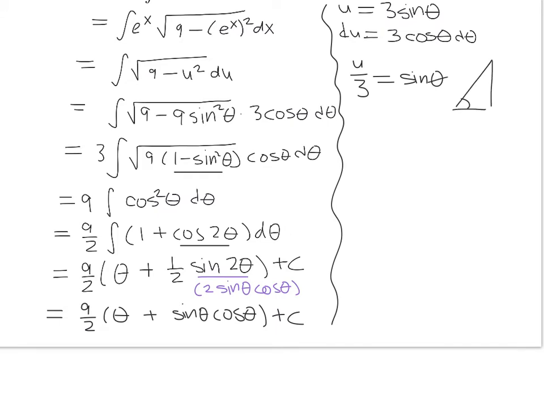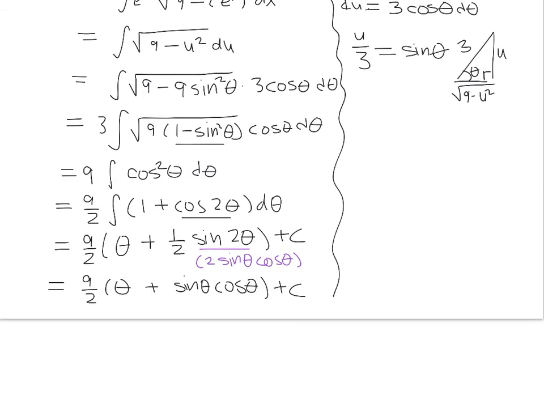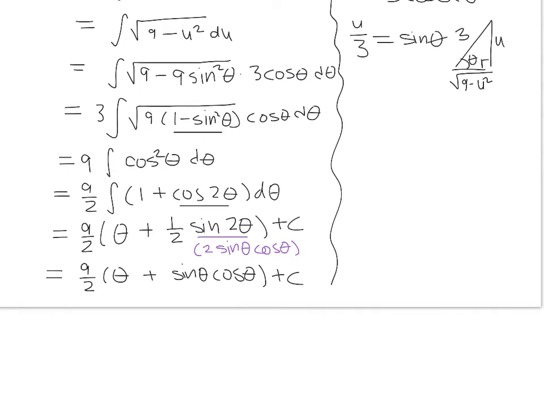So in our triangle, if that's our theta, sine is opposite over hypotenuse, making the adjacent side root 9 minus u squared. Okay, and theta will equal just inverse sine of u over 3. So we have 9/2 times sine inverse u over 3 plus sine of theta is u over 3. Cosine of theta will be the adjacent side, which is root 9 minus u squared, also over 3, plus c.